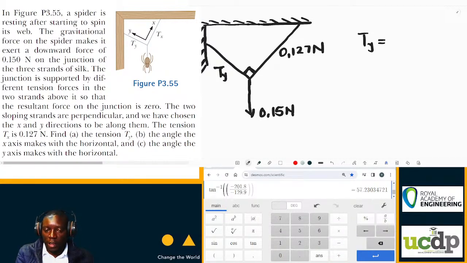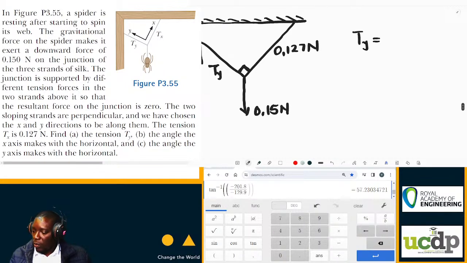So since we're given that the system is in equilibrium, that's the first thing. It means the two tension forces balance up with the weight, right? Which means the resultant of the two tension forces should be equal to the 0.15 newtons. Okay.